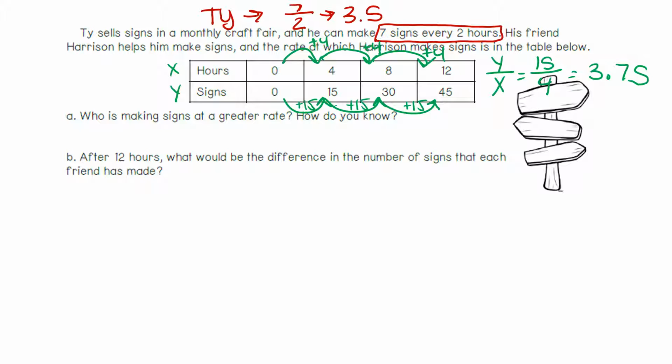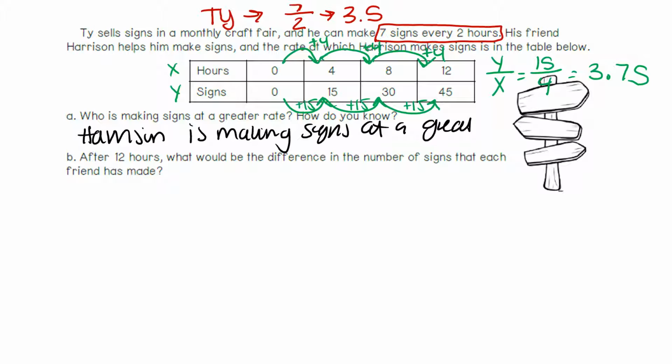So when we answer the question, who's making signs at a greater rate, we could say that Harrison is making signs at a greater rate. Because the question does say, how do you know? Because he makes 3.75 signs per hour. But Ty only makes 3.5 signs every hour.